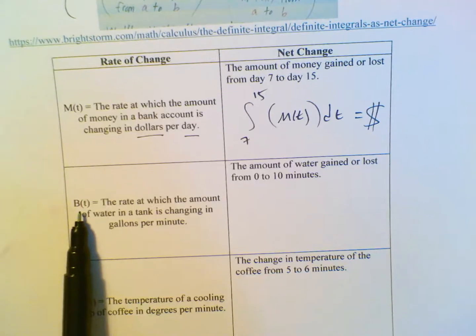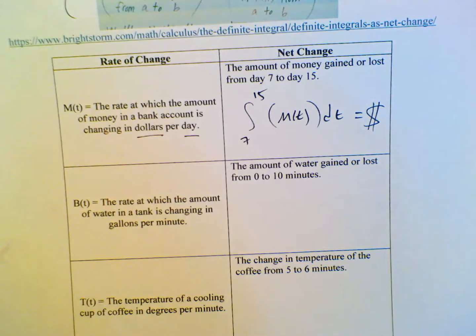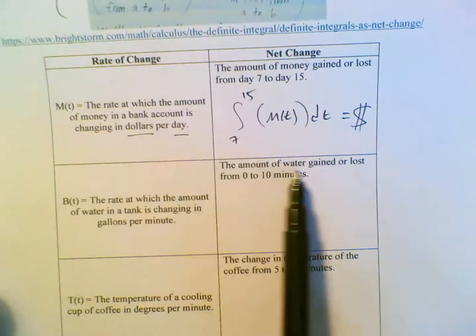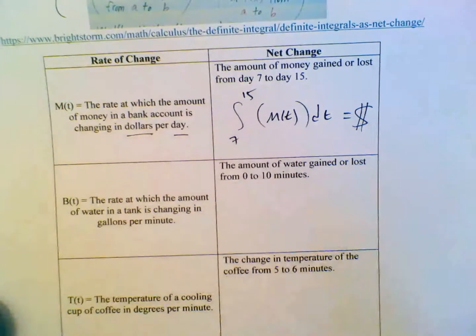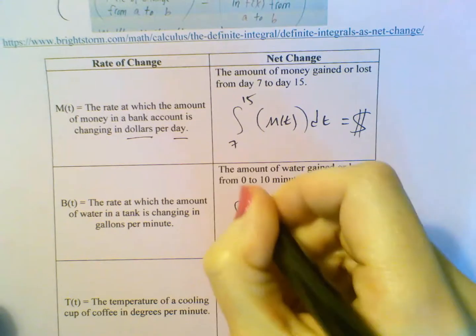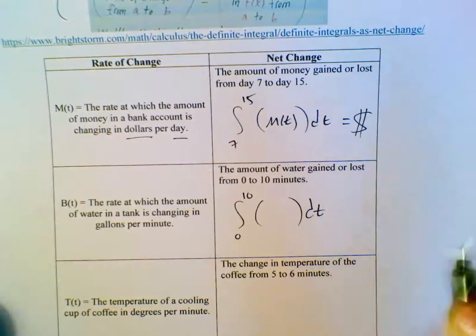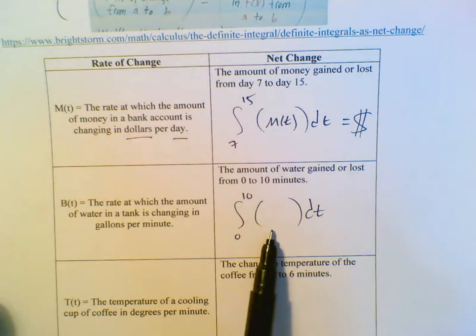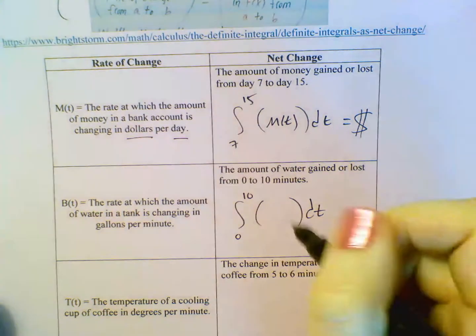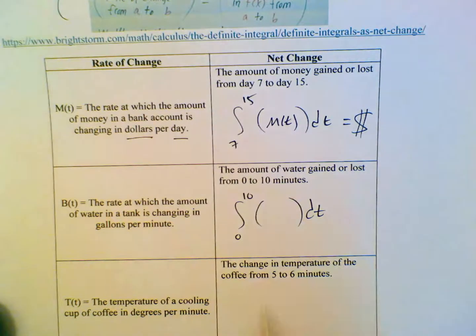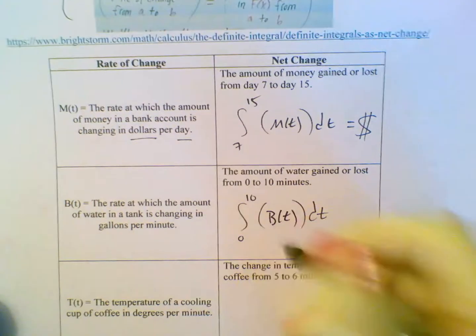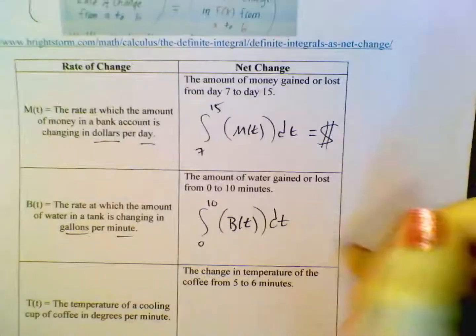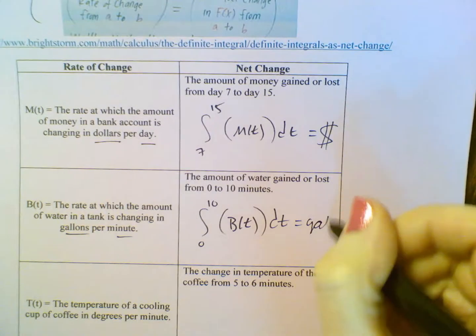Now let's do this one. B of t represents the rate at which the amount of water in a tank is changing in gallons per minute. So the net change I want is the amount of water gained or lost from 0 to 10 minutes. So 0 to 10, and if I want that net change, I put the rate of change in there. So the integral of a rate of change gives net change. Gallons per minute is the rate, so this is just going to be gallons.